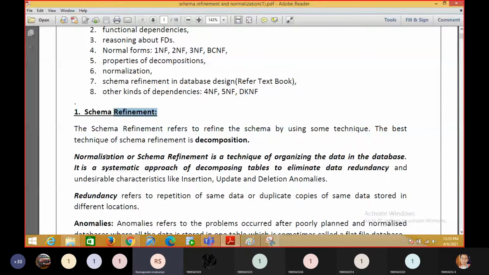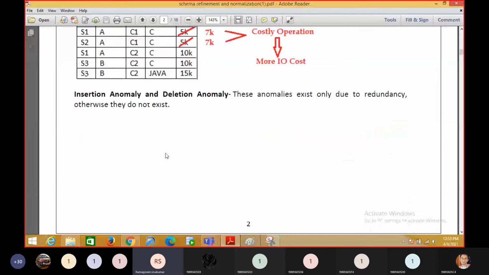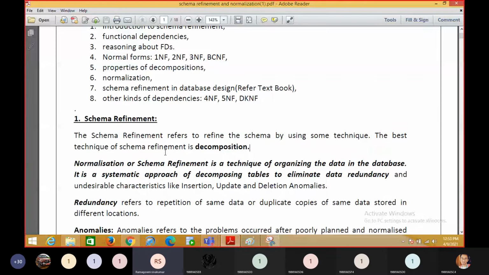Normalization or schema refinement is a technique of organizing data into a database. We are maintaining data in the database, and we have duplicate data. Through which technique can we recover from that problem? By using normalization and schema refinement. How can we do schema refinement? By using normalization: first normal form, second normal form, third normal form. By using that we can recover it.